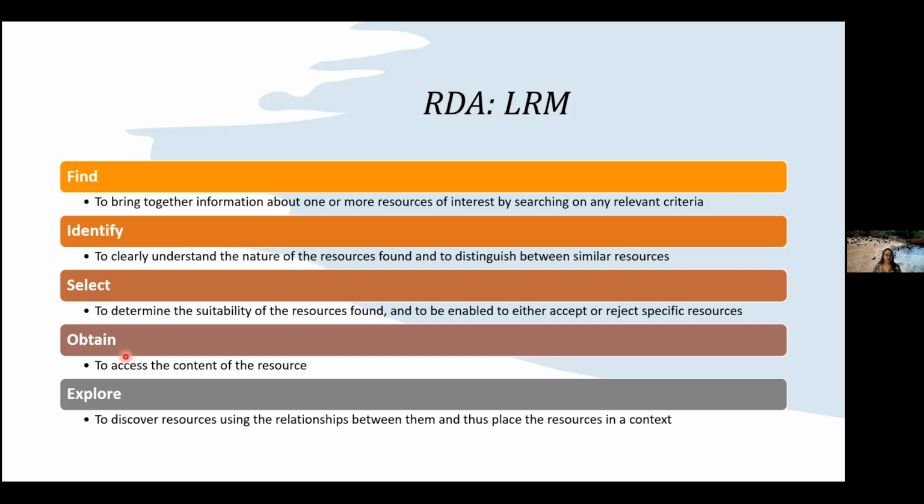So it defines 5 user tasks. It says that when a user is looking for something, they want to find it, to bring together information about one or more resources of interest, to identify it so that they can distinguish between similar resources, to select it so that they can decide what's suitable and either reject it or accept it, to obtain it, actually get their little hands on it, and to explore it. This is the element that the new Library Reference Model adds to the previous 4 tasks that were identified in the FRBR report, and that's to discover resources by using the relationships between them and therefore placing resources in a context.